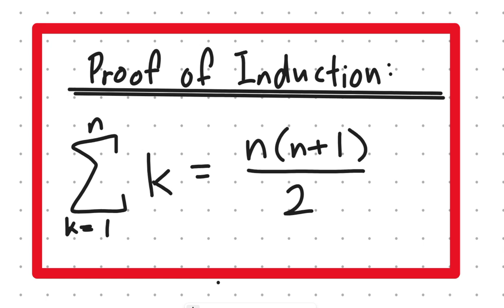In this video, we're going to talk about the induction principle, where I'm going to prove to you guys that the sum where k goes from 1 to n of k, so the sum of natural numbers, is equal to n times n plus 1 divided by 2.